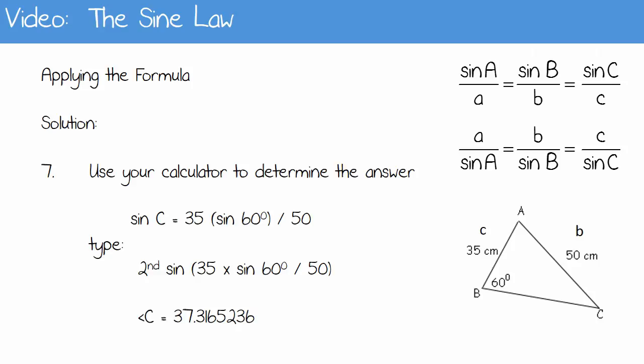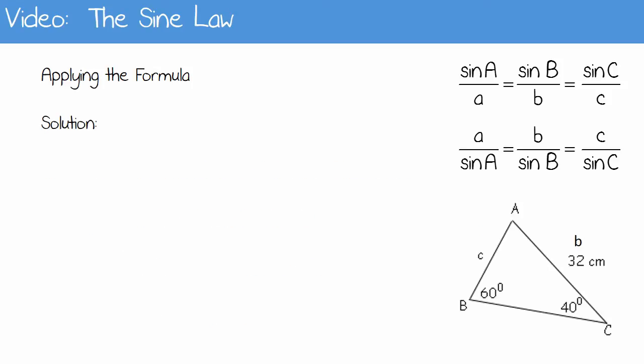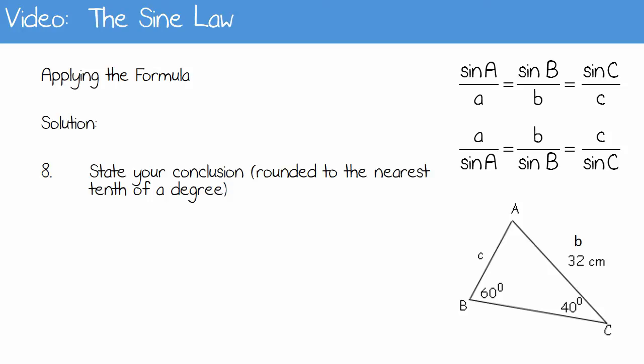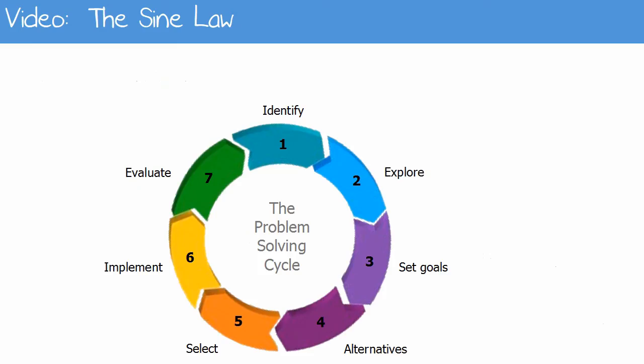Angle C is equal to 37.31652336. State your conclusion, rounded to the nearest tenth of a degree. The measure of angle C is 37.3 degrees.